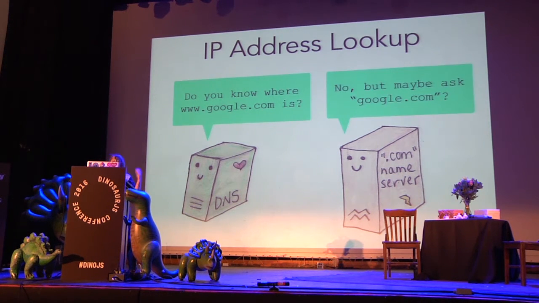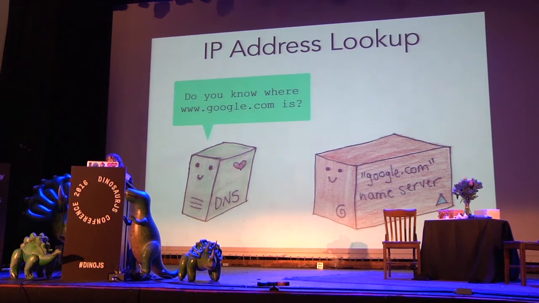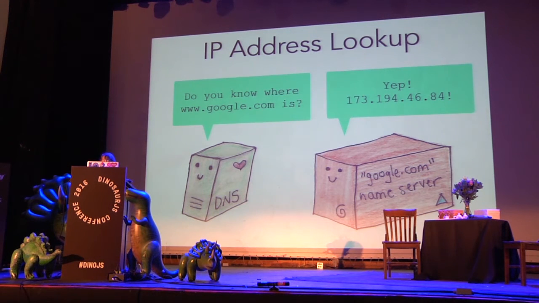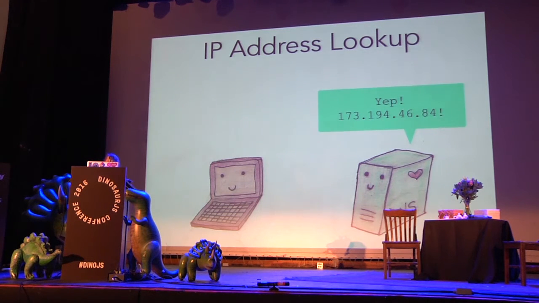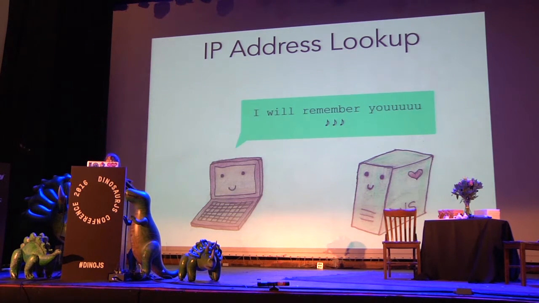And .com is going to be like, nope, but maybe you should go ask google.com. And then the DNS server is going to be like, all right, google.com, do you know where www.google.com is? And then the google.com name server is going to be like, yep, it's right there. And then the DNS server will cache the answer for an amount of time specified in that response from this name server. And then the DNS server will report back to your computer, and your computer is going to cache it.